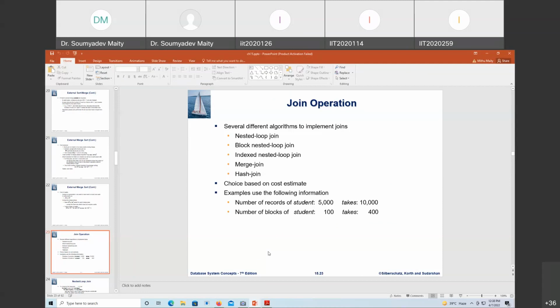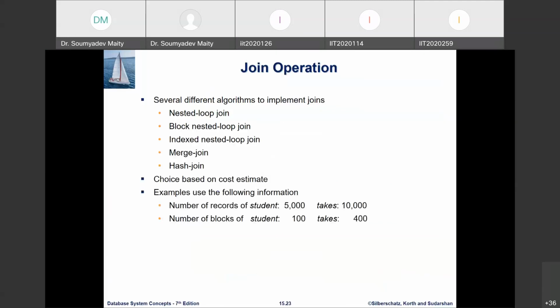In order to perform the join operation, many algorithms are available, for example the listed ones. Nested loop join is one algorithm. Then block nested loop join, indexed nested loop join, merge join, hash join. These are the options available. We'll discuss some of the algorithms, not all. So the first one is nested loop join.